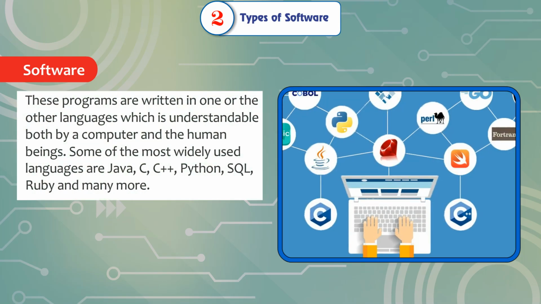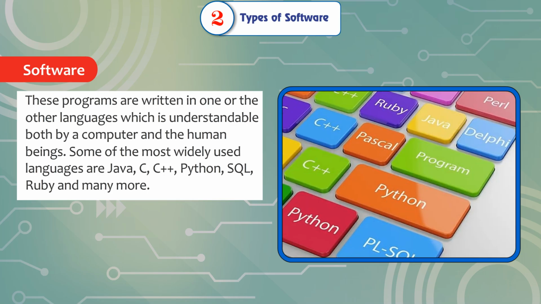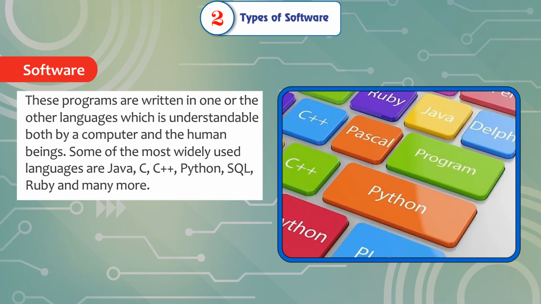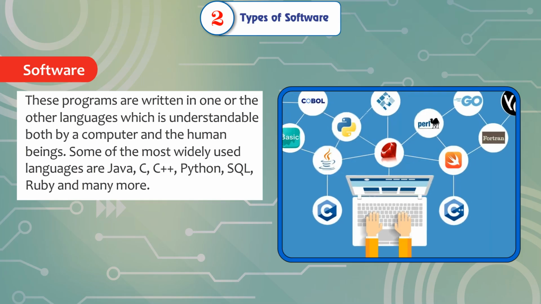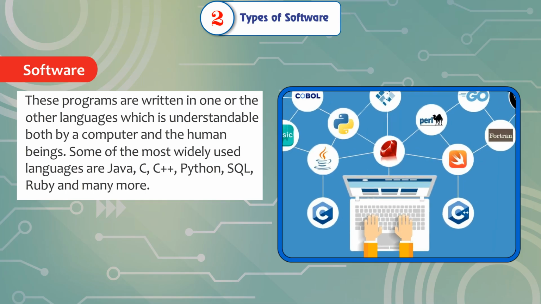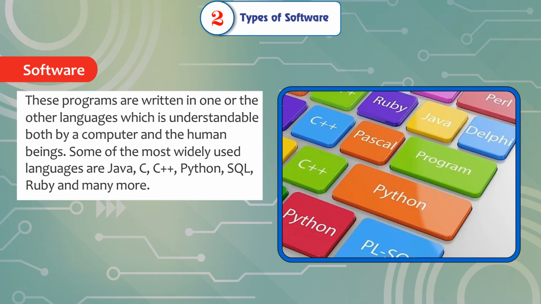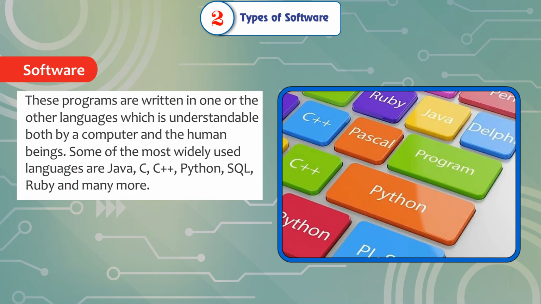These programs are written in one or the other languages which is understandable both by a computer and the human beings. Some of the most widely used languages are Java, C, Python, SQL, Ruby, and many more.